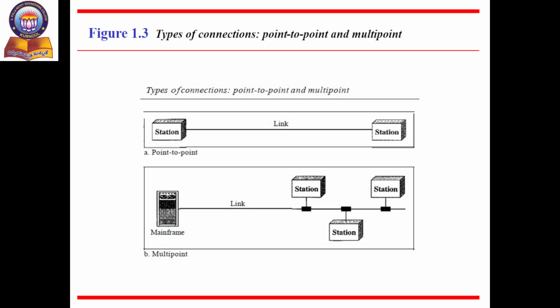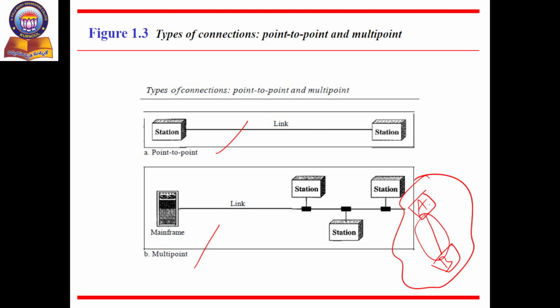Coming to the network, we see different types of formats inside the network. One is point-to-point, and one more is multi-point. So what do point-to-point and multi-point mean? In this network, there are 2 systems, A and B. A is directly connected to B. That means A is communicating with B over a link, and that link is directly connected to B. So this is point-to-point.